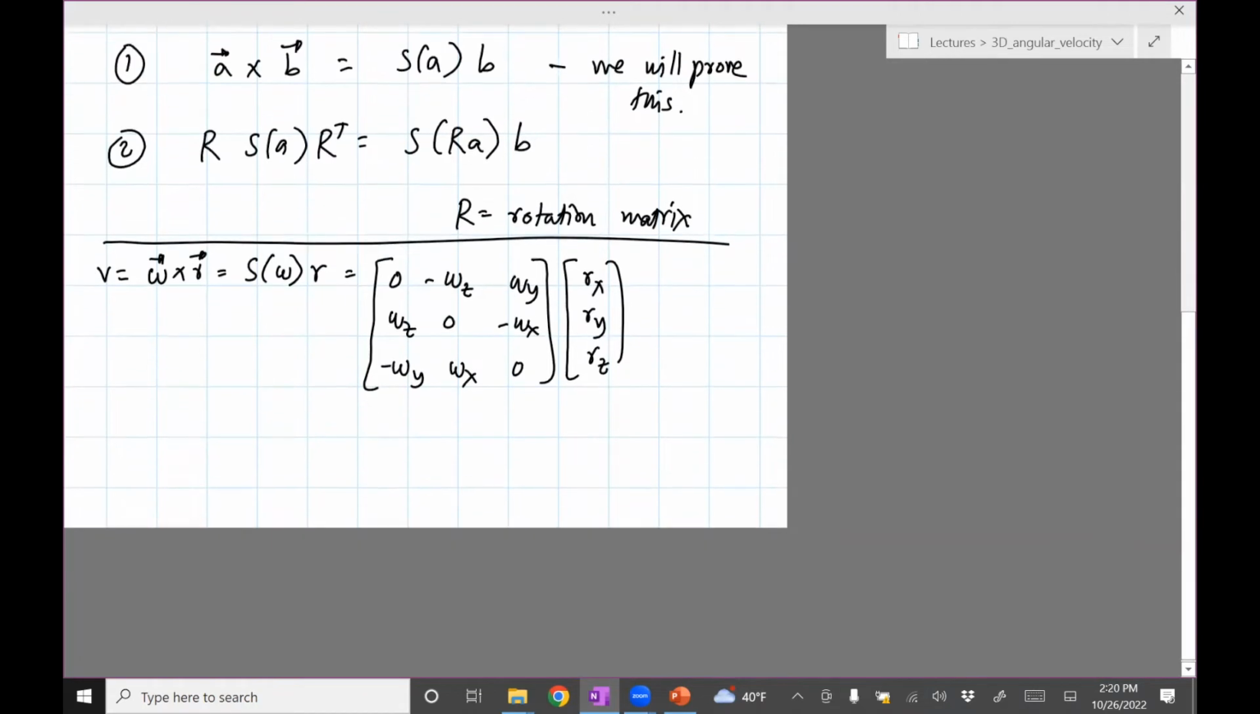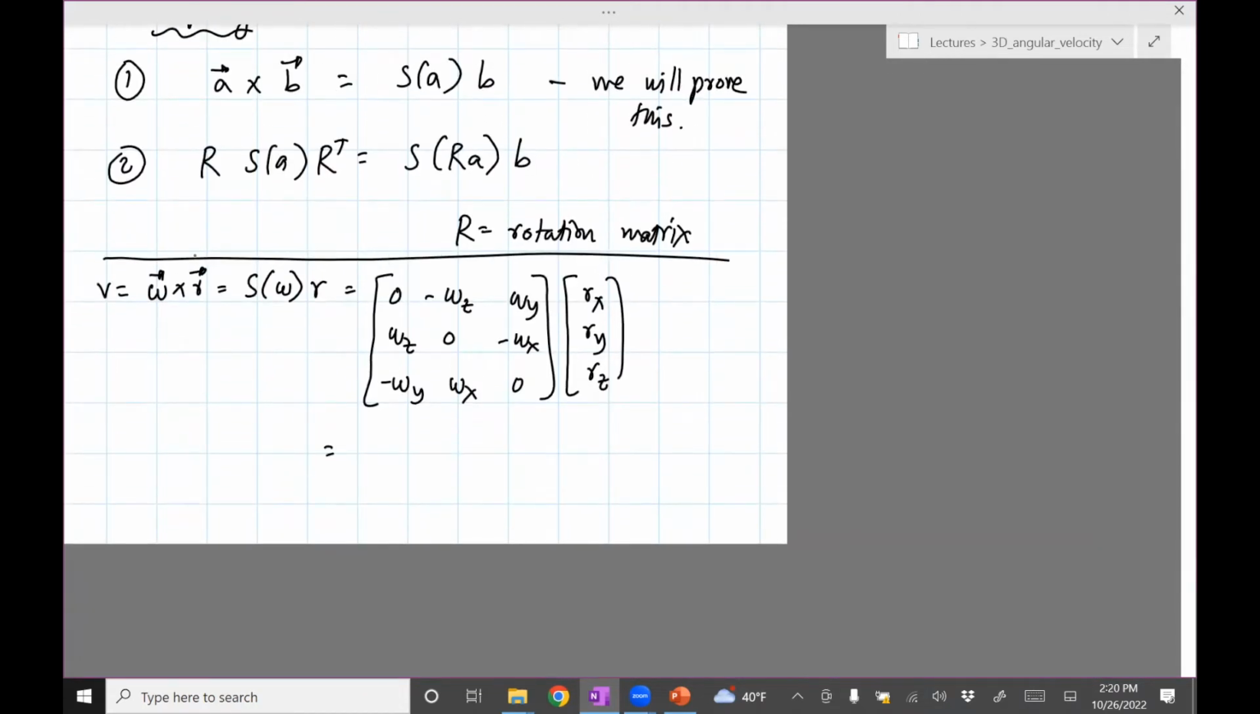Now that we have a matrix times a vector, we can carry out the multiplication. We would have minus omega Z Ry plus omega Y Rz. That's the first row. Then omega Z Rx minus omega X Rz. And then finally minus omega Y Rx plus omega X Ry.